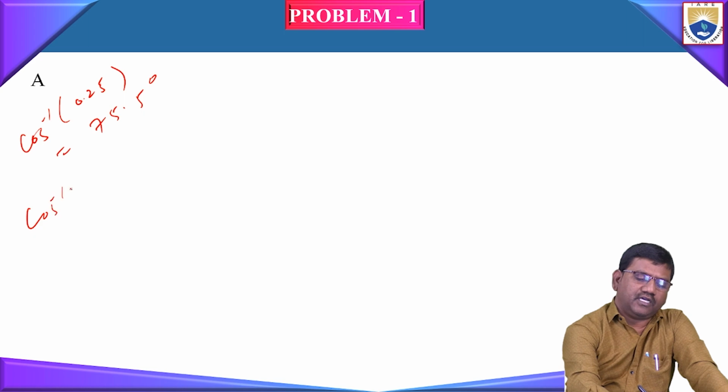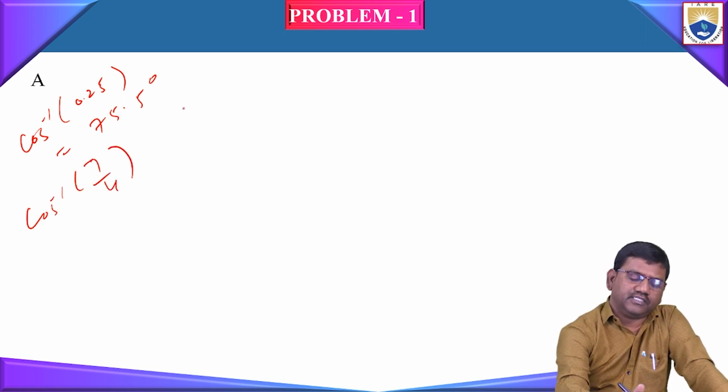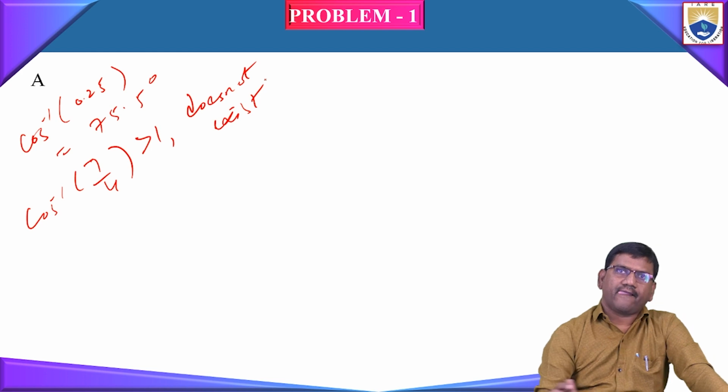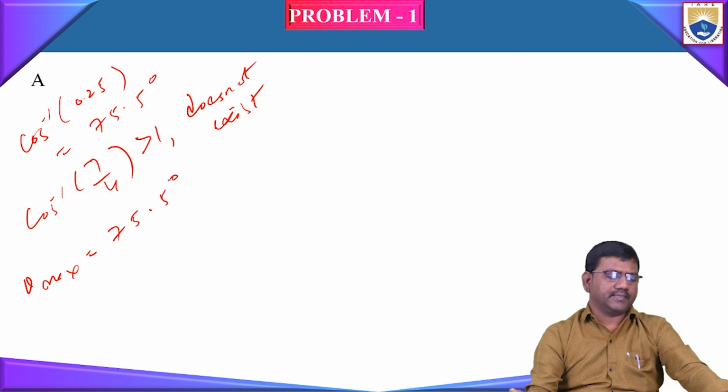And another one is cos inverse of 7 by 4. So cos inverse of 7 by 4 is greater than 1, so it does not exist. So it does not exist. So for theta max, we are getting one major lobe at 75.5 degrees.